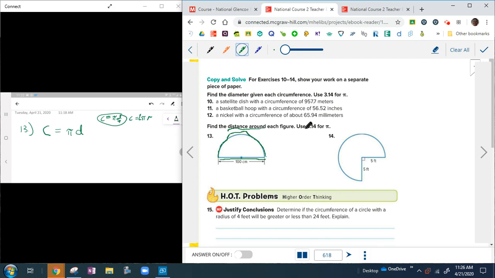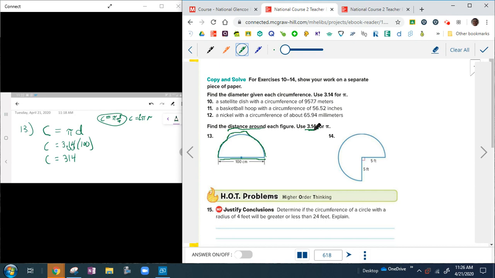Okay, so we're going to use 3.14. Look over to the right again. It says use this approximation, so replace pi with 3.14. So we're going to go C equals 3.14 times the diameter, which is 100. When we multiply that, multiplying by 100 moves the decimal over two places, so I'm just going to do that in my head.